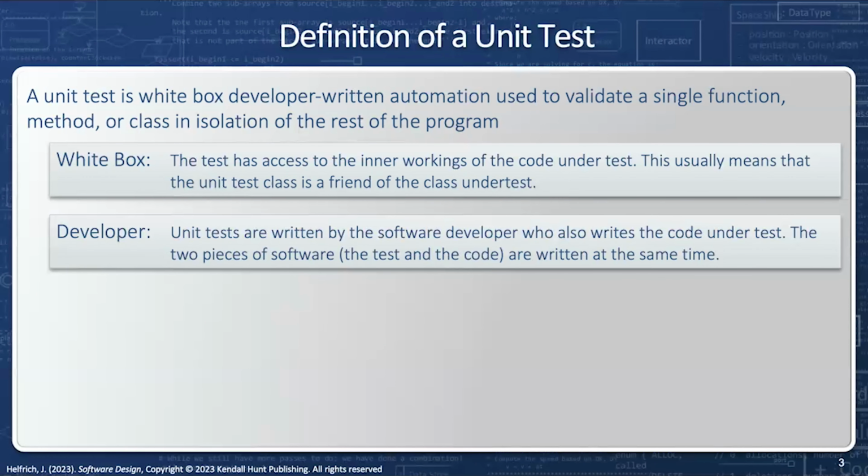So unit tests are developer written. This means that the software development engineer who wrote the code will also write the test. The two pieces of software, the test and the code, are written at the same time. In fact, usually we do the test first. We write the unit test. We run it to make sure that it fails, and it should fail because the code's not been written yet. Then we write the code and then run the test again, and now the test should pass. And so these two happen usually within a couple minutes of each other.